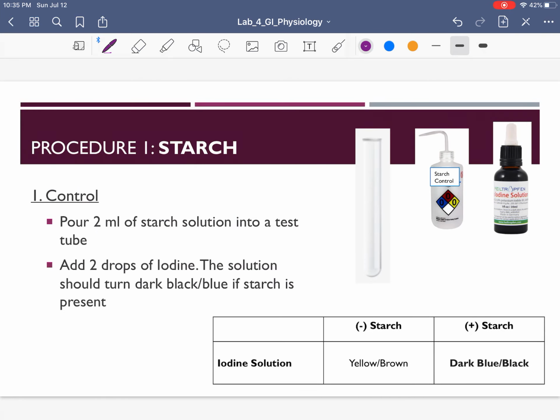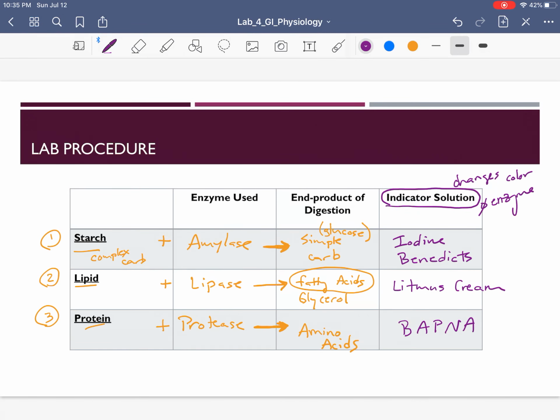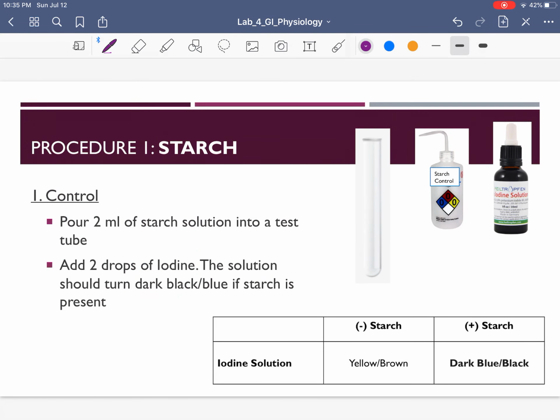Let's jump right into it, folks. So we're going to go in this order. We're going to start with starch, then we're going to do lipids, then we're going to do protein, and then we have another added bonus that deals with digestion and surface area. Here's where it gets a little tricky, but follow along with me. I'm going to try and break it down as best I can. And remember, you can always rewind the video. The wonders of technology. Okay, so we're going to start with starch.